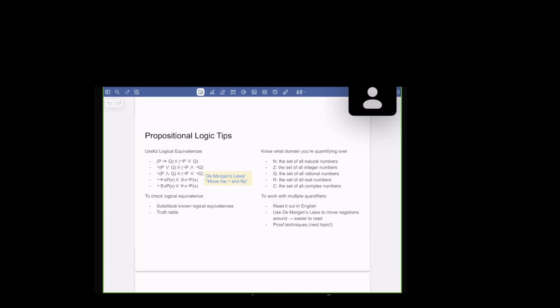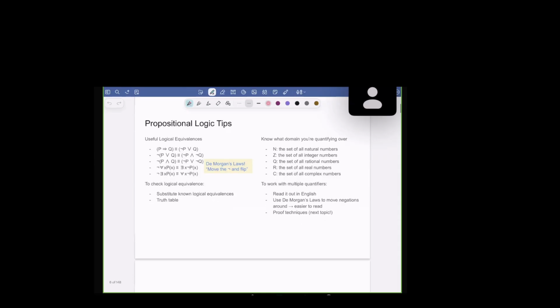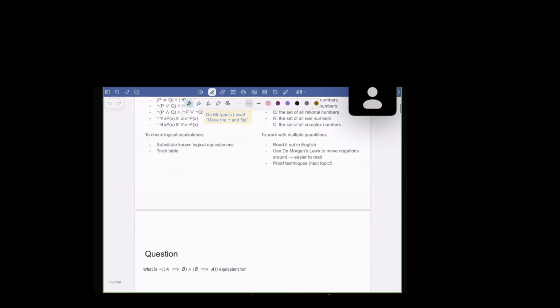You should also know what domain you're quantifying over. N is the set of all natural numbers. Z is the set of all integers. Those two are the most common. You should be a little bit aware of all the rest of these. And to work with multiple quantifiers, you read it out in English, like I said, L of X and Y, X loves Y. And you could also use De Morgan's law to move negations around, which makes the proposition easier to read. And you can also do proof techniques, which is our next topic.